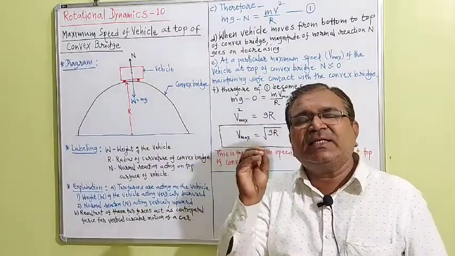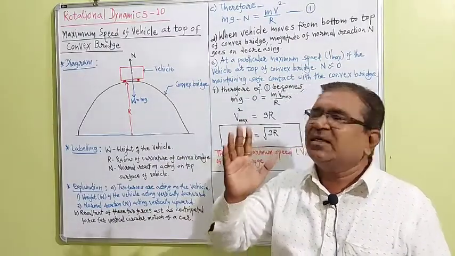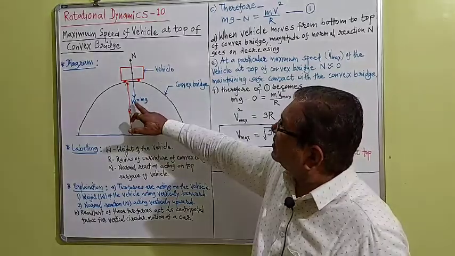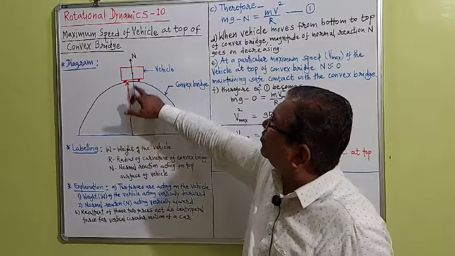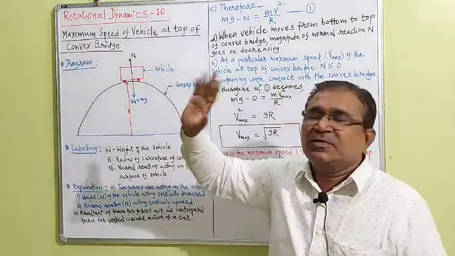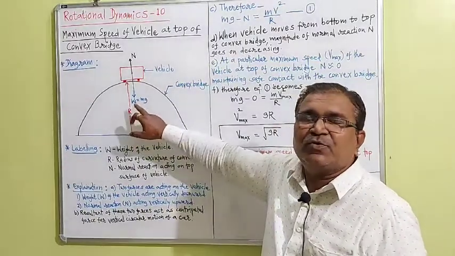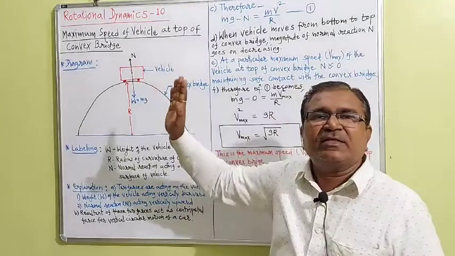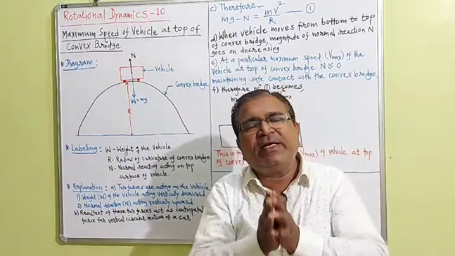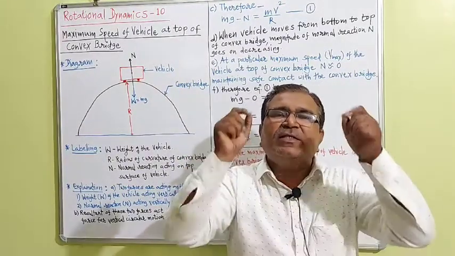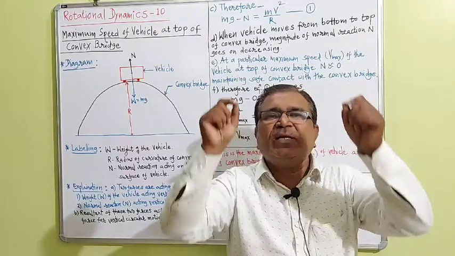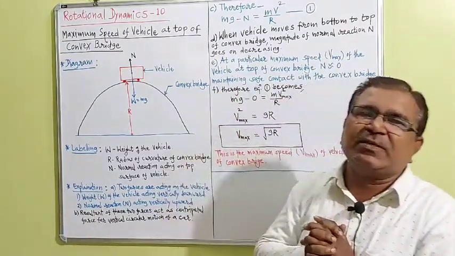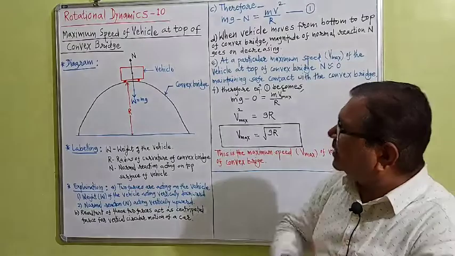So what is the resultant force? The resultant force is nothing but the subtraction of W and N. The magnitude of W is somewhat larger than the magnitude of N. Then and only then is it possible to have a satisfactory centripetal force. This is the most important thing that I have written here.